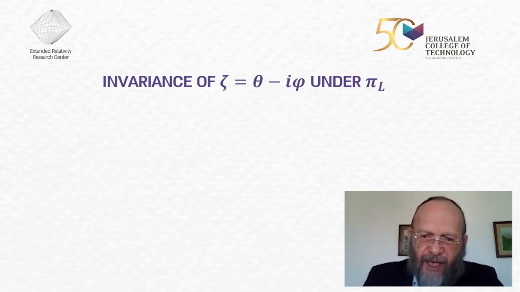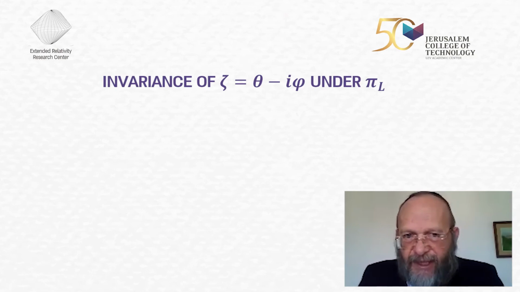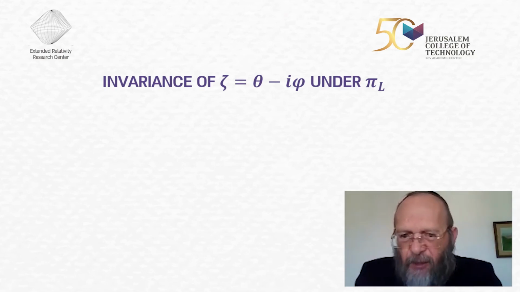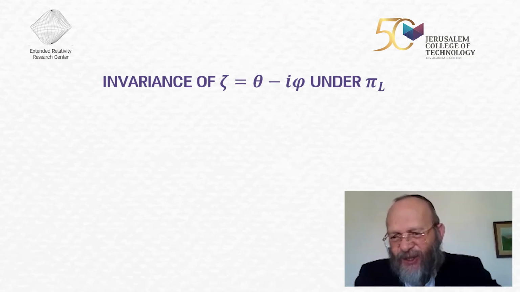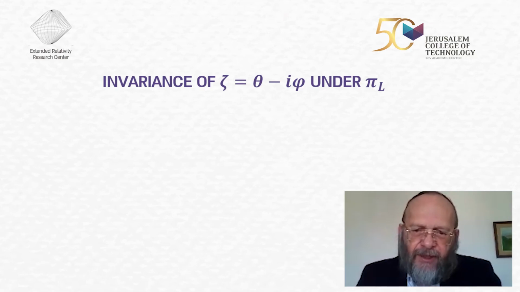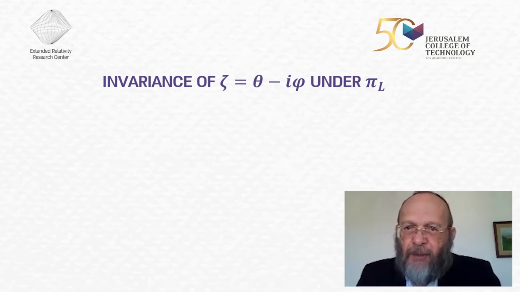What was a big surprise? That this angle, zeta, which is a combination of theta and phi. Why did I put the i on phi? Because phi is periodic with 2 pi. It's like e to the power i phi, getting continuous. And this angle is invariant under the representation pi L. That means if our observers are transformed from one to the other by the Lorentz group represented by pi L, then all of them will measure the same angle. A very important observation. And the proof is a one-line proof.